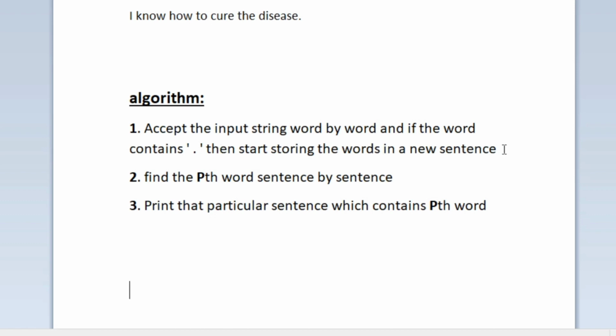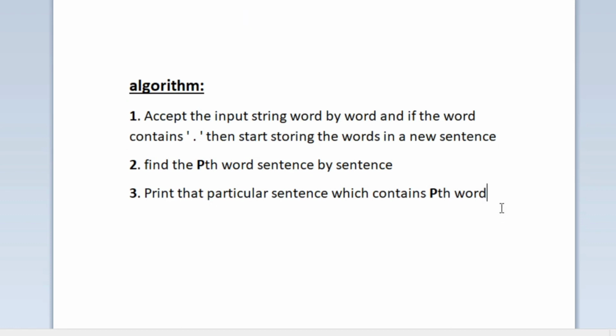First we will be accepting our input string word by word, and while accepting the word we will be checking whether the word contains the character dot, and if it contains the dot, then we will start storing the words in the next sentence. When we do it like this, while accepting our input itself, we would have stored the sentences in separate lines, and after storing them we have to find the pth word. We will be checking for the pth word sentence by sentence, and after finding the pth word we will be printing that particular sentence. So this is the flow.